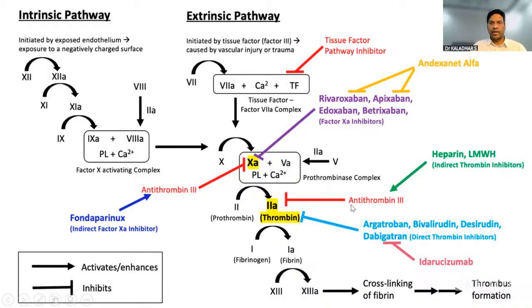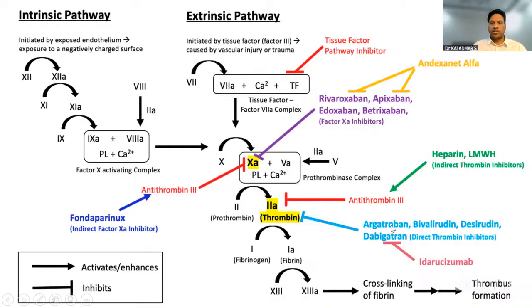And then antithrombin 3, which actually inhibits thrombin formation. So it is like heparin, which is the most universal across ECMO circuits that are being used. And even low molecular weight heparin, both are indirect thrombin inhibitors. They act through antithrombin activation, which will inhibit thrombin formation. So these are indirect thrombin inhibitors.